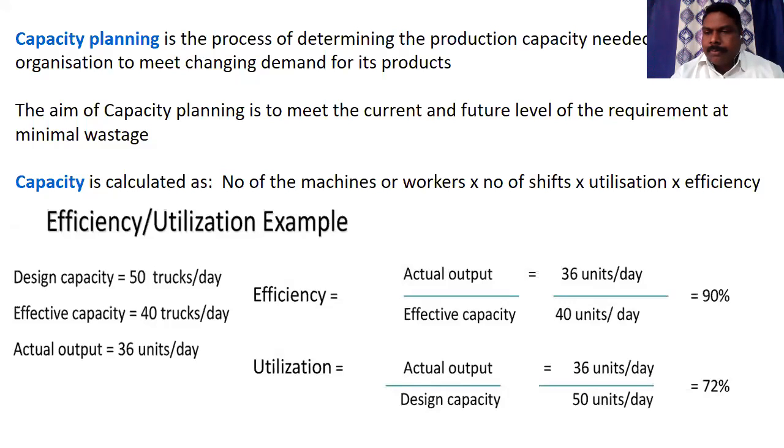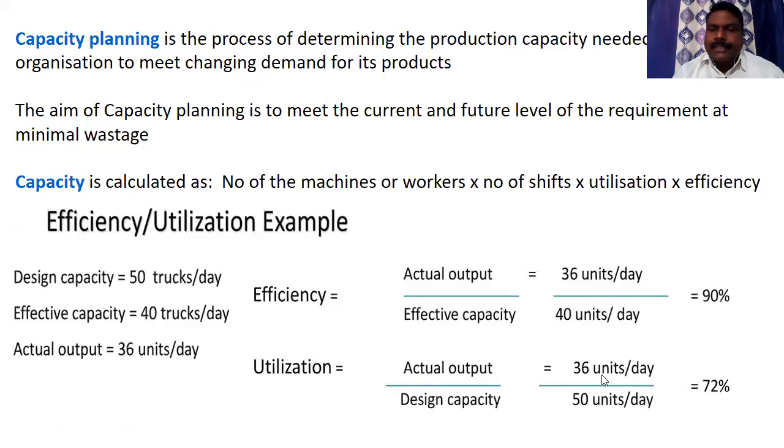So how to calculate? I have taken an example over here. Design capacity is 50 trucks per day. Effective capacity is 40 trucks per day. Actual output is 36 only. So here we have to check the efficiency. Efficiency equals actual output by effective capacity. Effective capacity is 40 and actual output is 36. 36 by 40, you will get 90%. That is the efficiency that we have calculated. And utilization: actual output is 36 and design capacity here we are going to take, 50. 36 by 50 is equal to 72%.